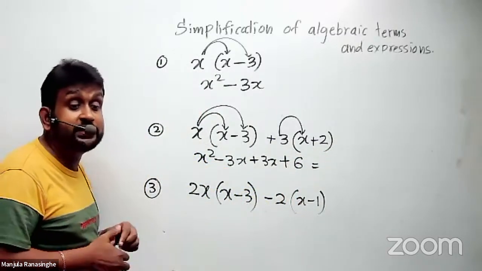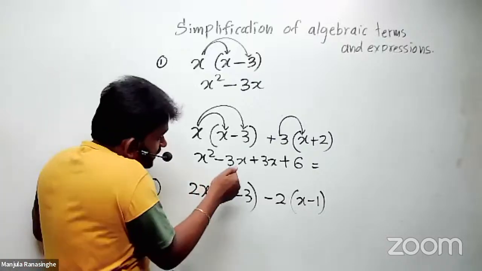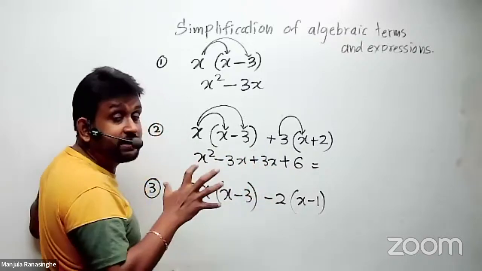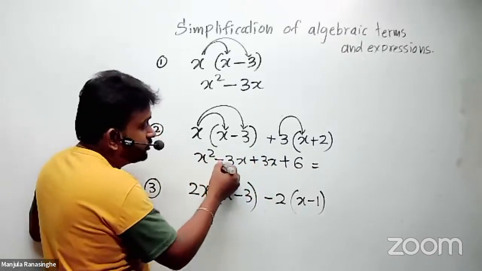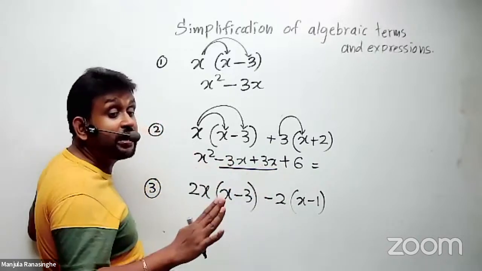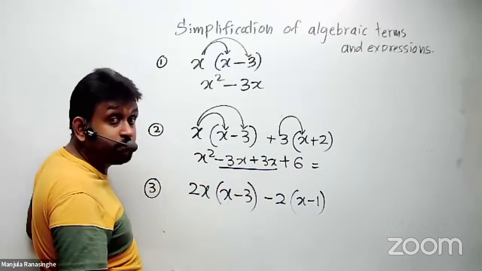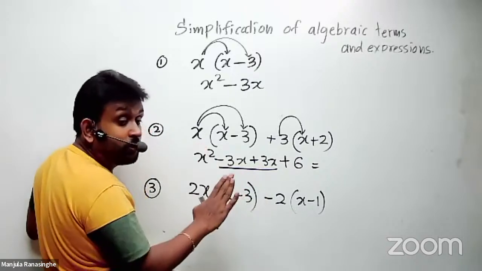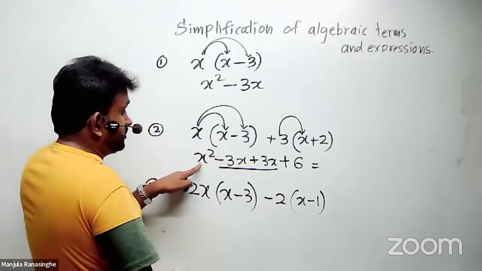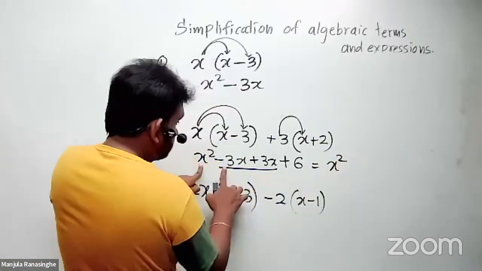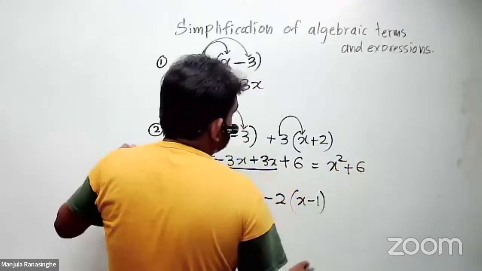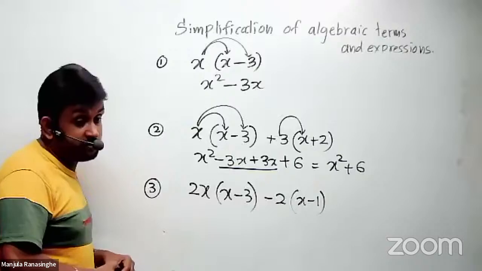Now we have the like terms here. What are the like terms? Negative 3x, positive 3x. The x terms are the like terms. So how to do the simplification here? Negative 3x, positive 3x, the signs are different, so you do the subtraction. 3 subtract 3, 0x. 0x means no x there, so no need to write the x terms. Just the x squared term here, 0x, and here plus 6. So the answer gives you x squared plus 6.